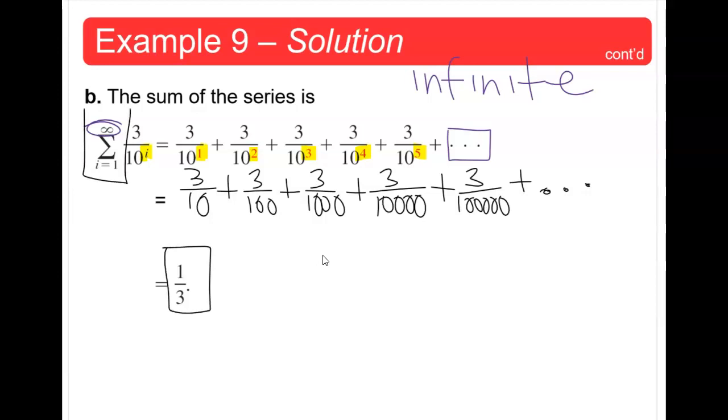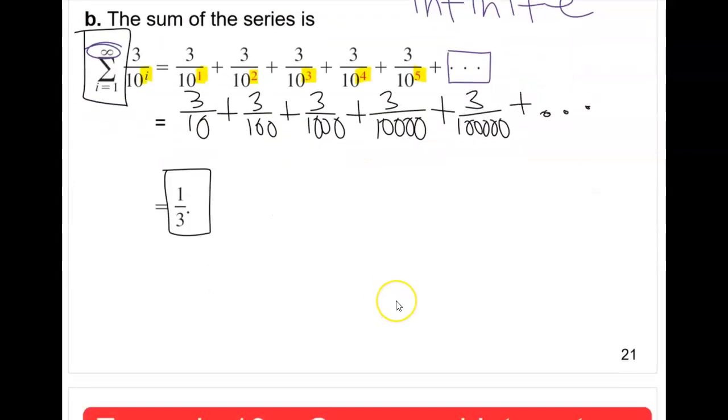There is a way that we could enter this on the calculator. I will be showing you that as we move on with the chapter. But yes, it is 1/3. And in fact, this is an example of something called a geometric sequence, which we will be working with in section 9.3.